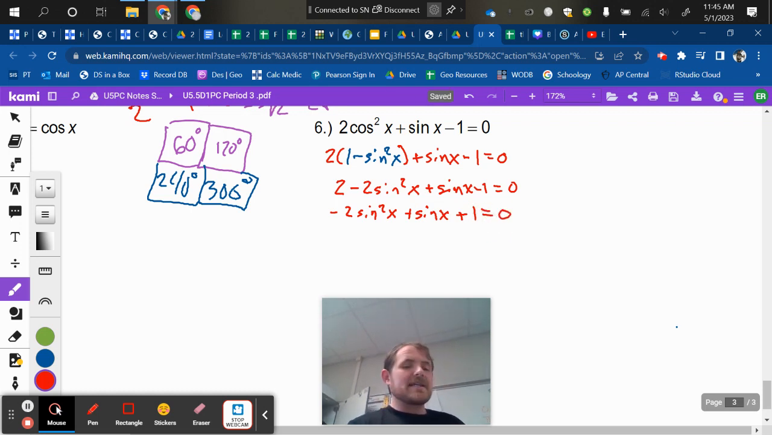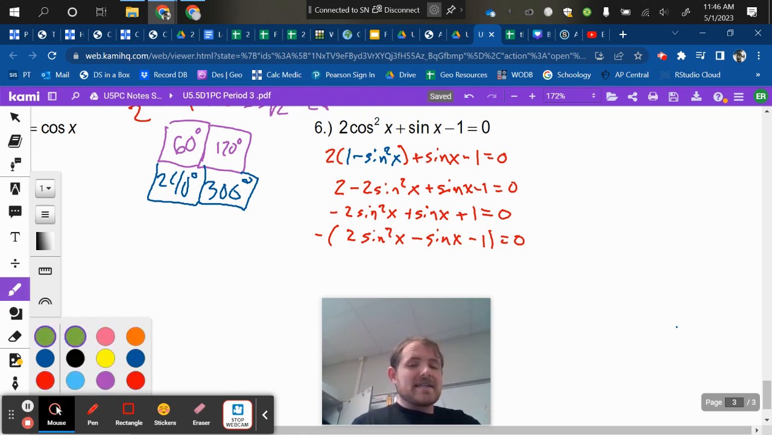Now, do we like when there's a negative out front of something squared? We do not. We're going to basically factor out a negative. So we're going to rewrite this as negative 2 sine squared x minus sine of x minus 1. Again, the whole reason why we did that was to work it so that we would have a positive 2 out front.